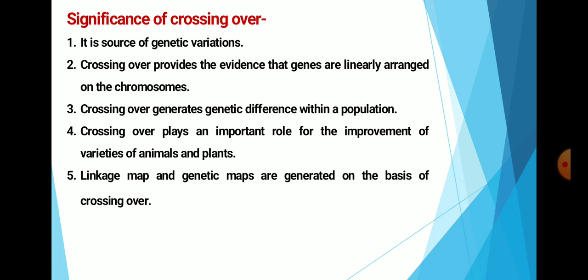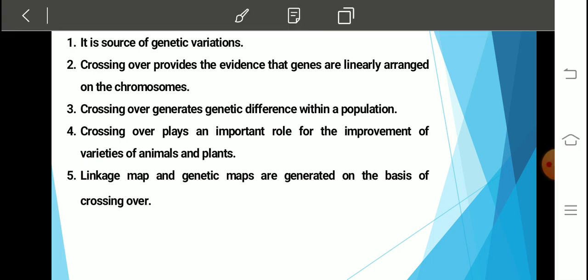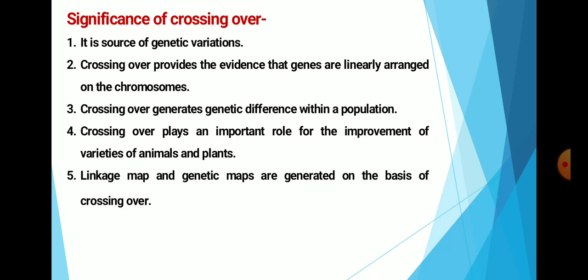Now we will conclude with the significance of crossing over. As we all know, after the process of crossing over, new combinations or recombinants are formed, so it is a source of genetic variation. And second, crossing over provides the evidence that genes are linearly arranged on the chromosome. And third, crossing over generates genetic differences within a population. Crossing over also plays an important role in the improvement of varieties of plants and animals. And the last is that linkage maps and genetic maps are generated on the basis of crossing over.